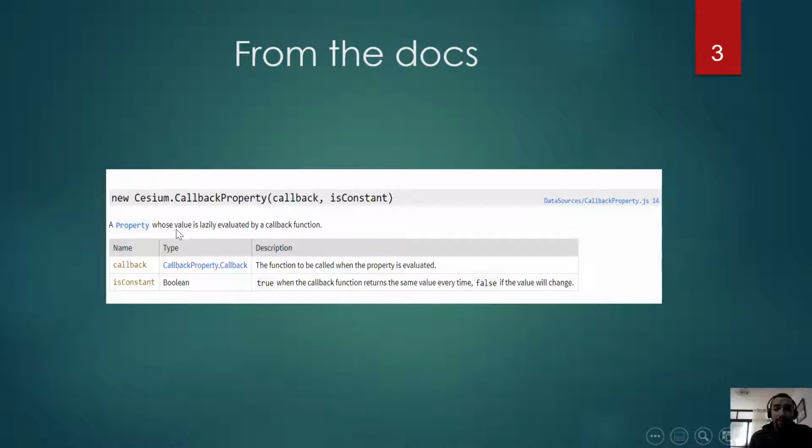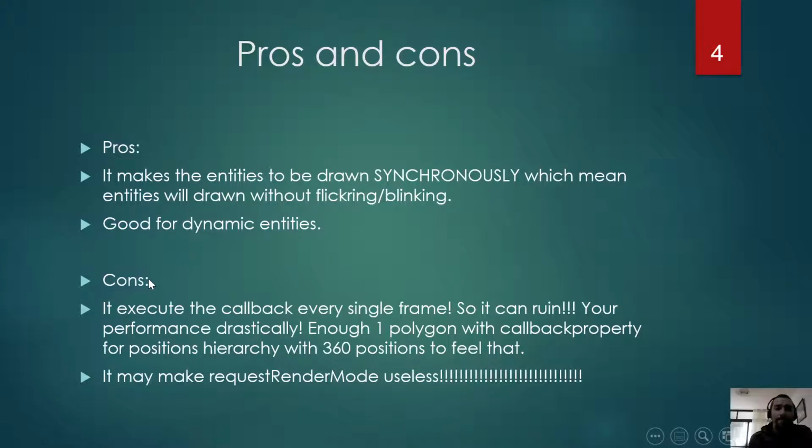From the docs, it's just a property whose value is lazily evaluated by a callback function. It takes a callback and a constant flag, and if the constant is false, the value will change. In other words, whether it is dynamic or not.